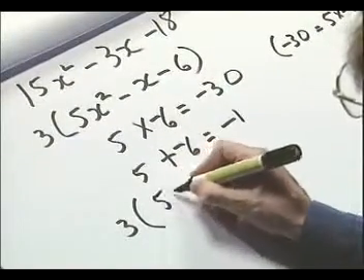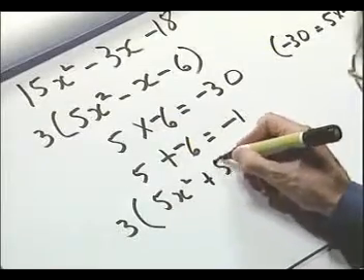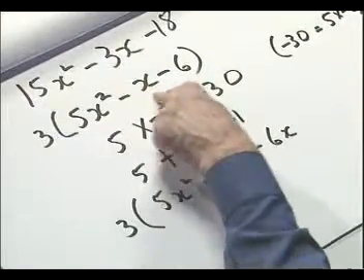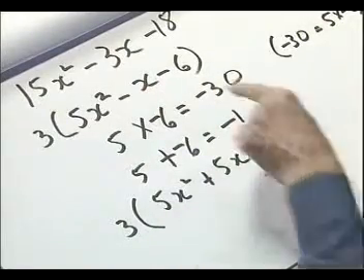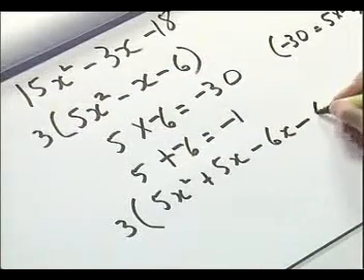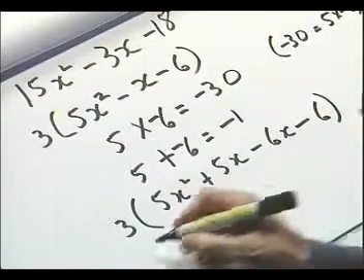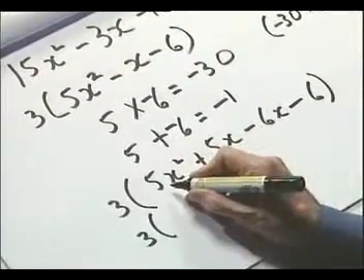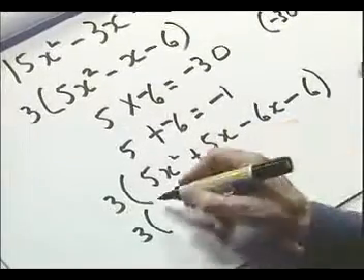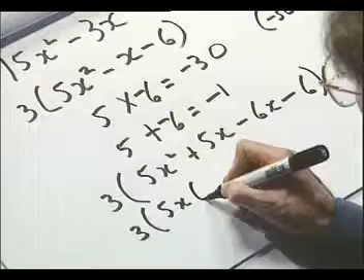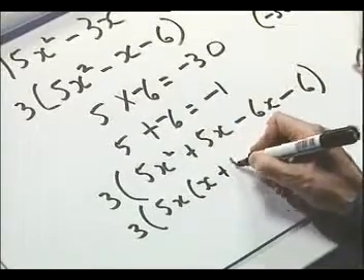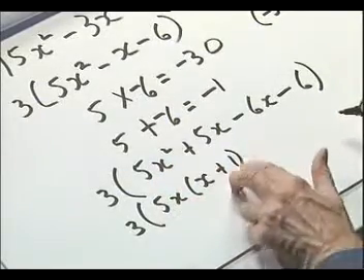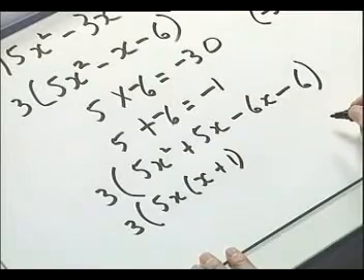So I'm going to have 3 brackets 5x squared plus 5x minus 6x. So we've broken down this minus x into 5x minus 6x, and then the final term on the end, minus 6, and close the bracket. Keep the 3 outside. Let's look at the front two terms here. There's a common factor of 5x. Let's take that out. 5x, x plus 1. 5x times x gives me the 5x squared. 5x times 1 gives me the 5x.